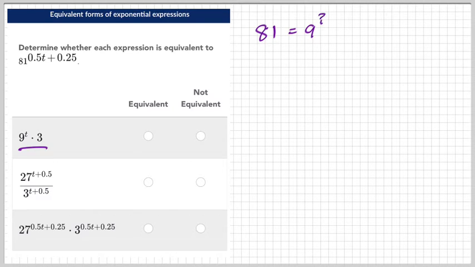What would the exponent be? It would be a 2, right? So I could say 9 to the second power, and that would be raised to 0.5t plus 0.25.